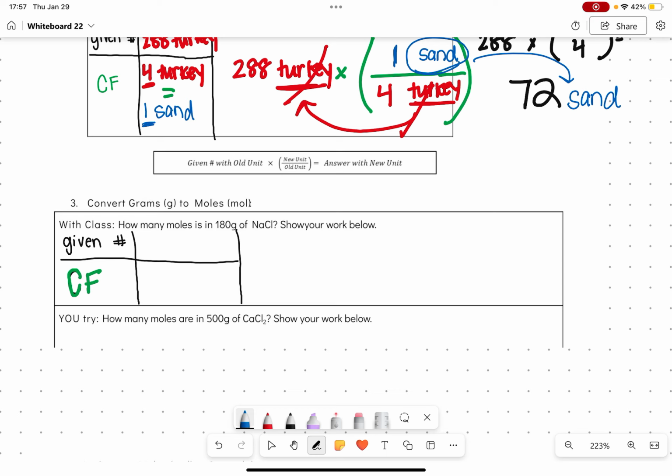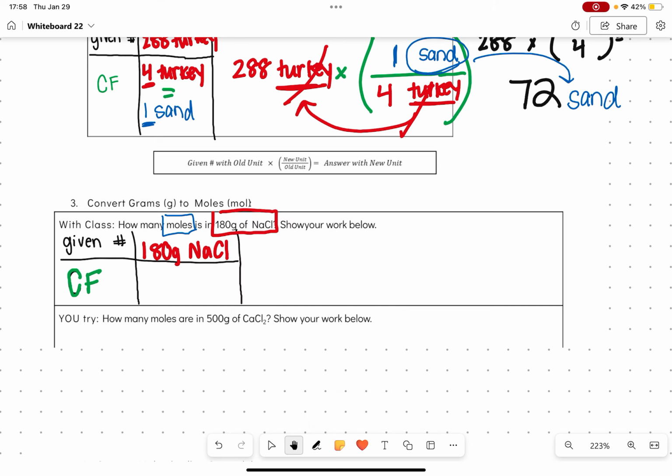So my question is, how many moles are in 180 grams of NaCl? So what they're asking me to find is moles, and they give me 180 grams of NaCl to start. So I'm going to put that 180 grams NaCl. And it's important that you put the substance with it, because we are not always going to stay in the same substance. There are times where I might ask you to start with NaCl, and you might have to change it to CaCl2 at the end. So it's important that you have it.